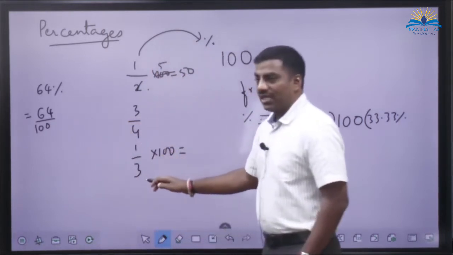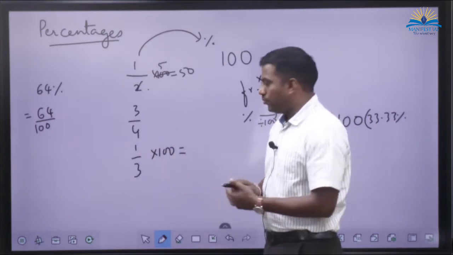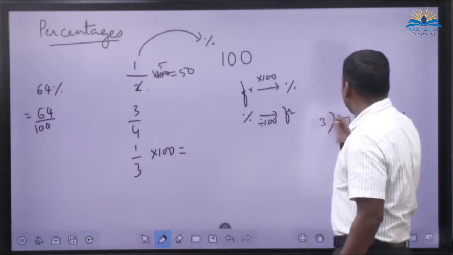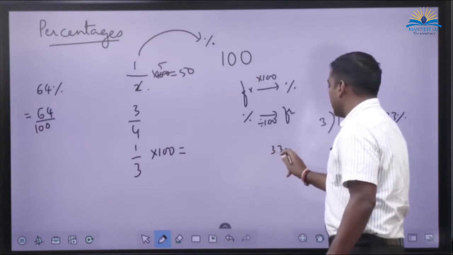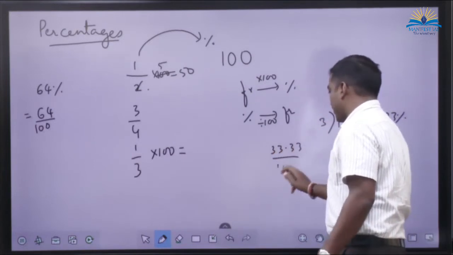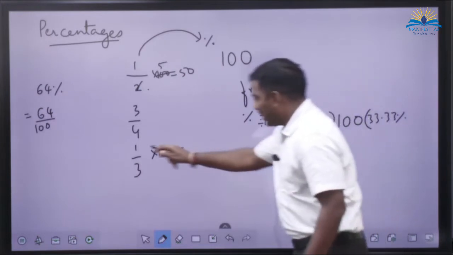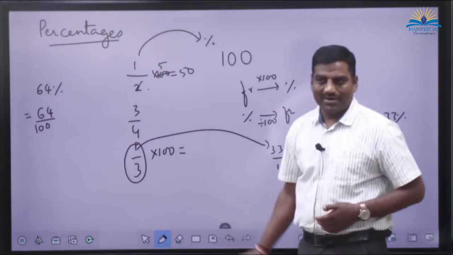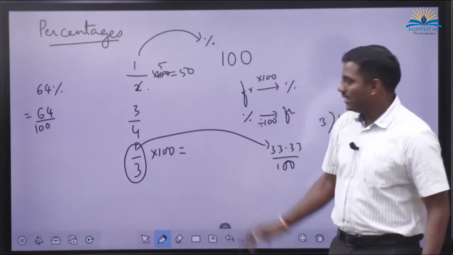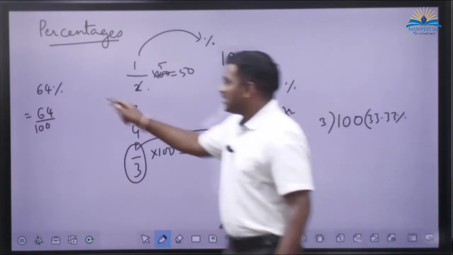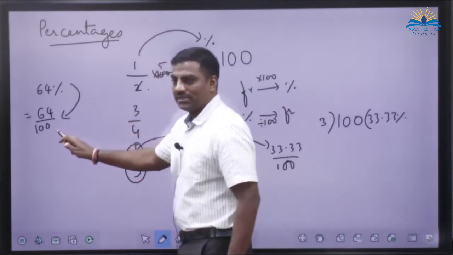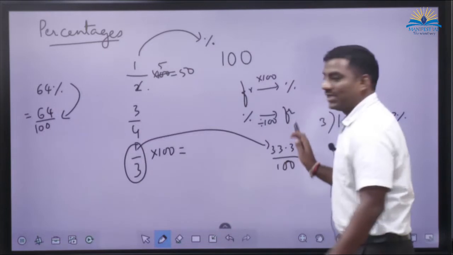Here, 1/3 was there. What we are trying to do is write this 1/3 like this: 33.33 by 100. Already 1 by 3 is equal to this one. We are not doing anything extra here. We are not adding anything extra. 64% means this. Instead of this, we write this.